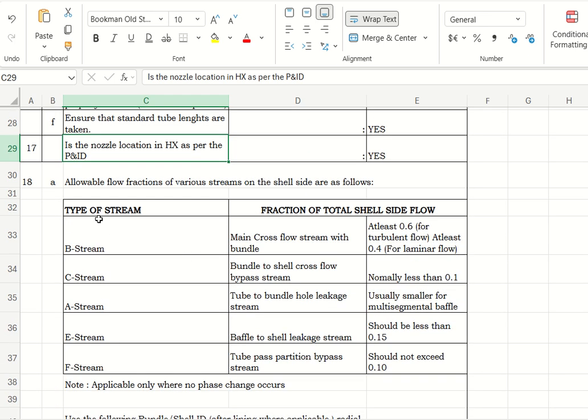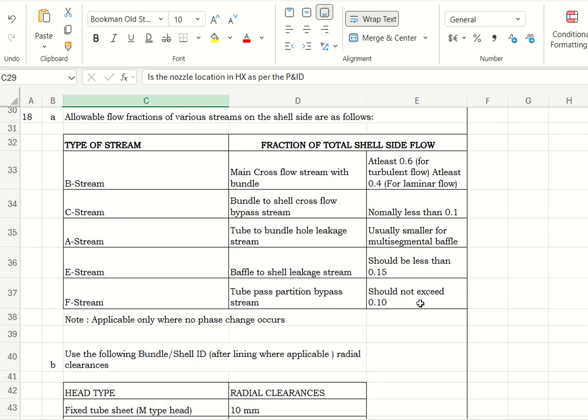Now the allowable fractions for the various streams on the shell side are as follows. B stream, which is the main cross flow stream through the bundle, should be at least 0.6 for turbulent flow and at least 0.4 for laminar flow. C stream, the bundle to shell cross flow bypass stream. These are the streams we can see in the STHE help or in the HEDH book as well. Normally it should be less than 0.1. A stream is usually smaller than in multi-segment baffles. E stream should be less than 0.15. F stream should not exceed 0.1.